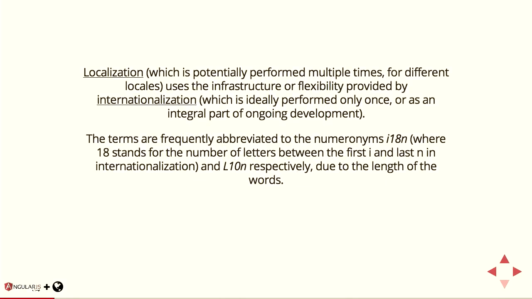So these I18N and L10N are just numeronyms. They are basically just taking the letters between I and N, counting the number of letters, and putting them all together. So it's I, 18 letters, and then N. Similarly, L, then 10 letters, and then N. So you could take my name, for example, and make it R3D D3I, which sounds kind of like a Star Wars droid, but it's really just a numeronym.